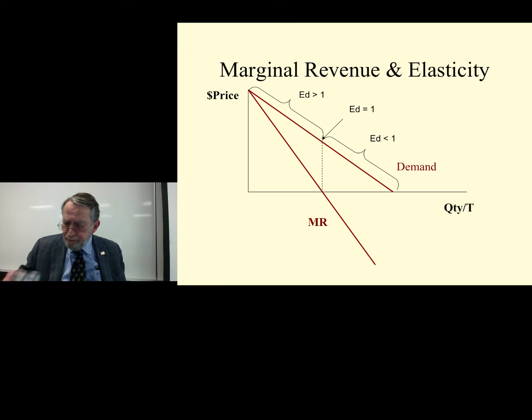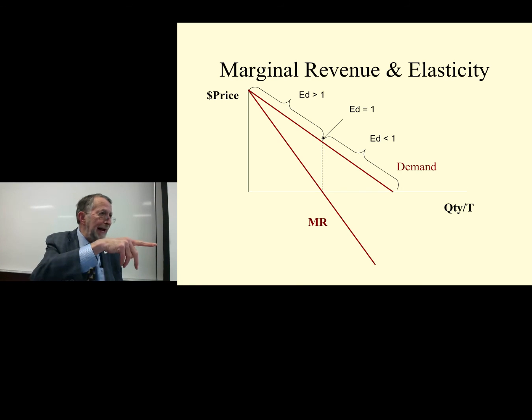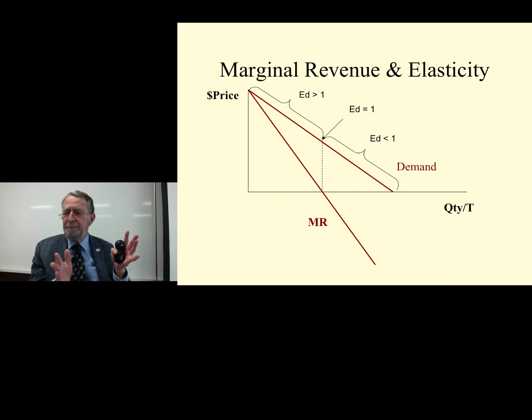At the midpoint of a straight line demand curve is where marginal revenue is zero. Think back to my example. It was between $6 and $5. We said that's where marginal revenue is zero. So the upper half of the curve, marginal revenue is positive. It's above the axis. And that is the elastic portion of the demand curve. If you remember back to doing elasticity, the upper half of the curve is elastic.